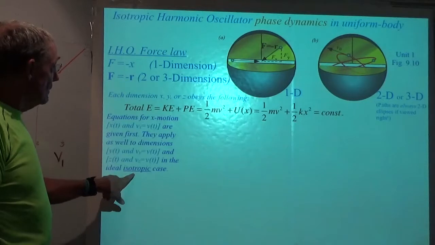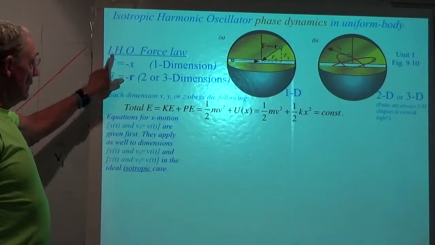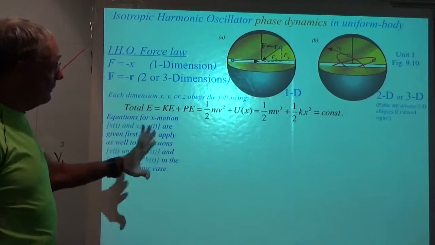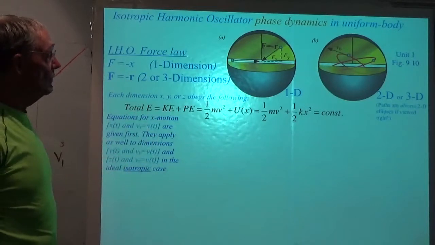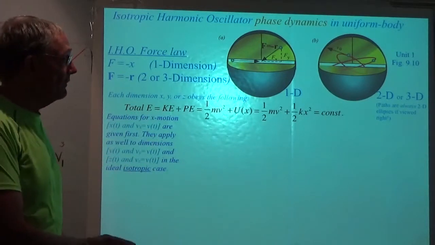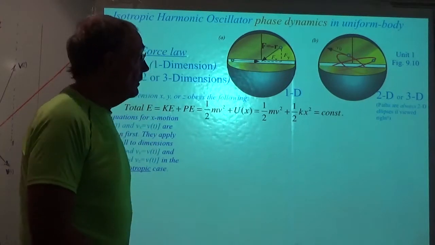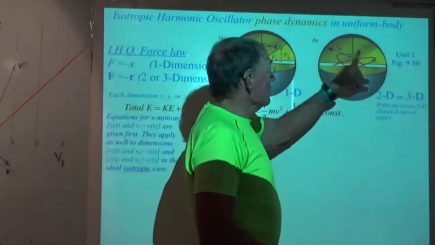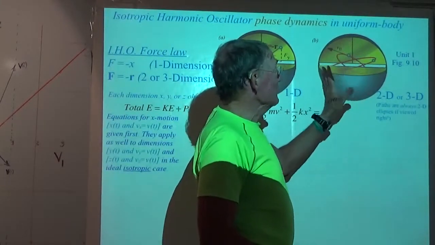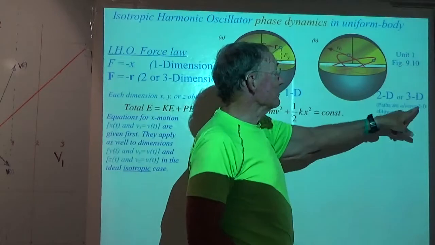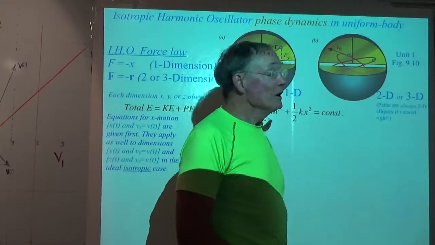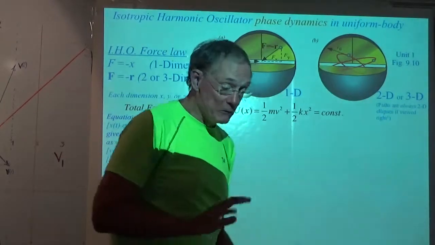In the ideal, and I emphasize the letter I here, isotropic means that no matter what direction I look inside here, it's always the same. So this orbit could be a 2D or a 3D orbit. The paths are always 2D ellipses if you view them from the right angle.